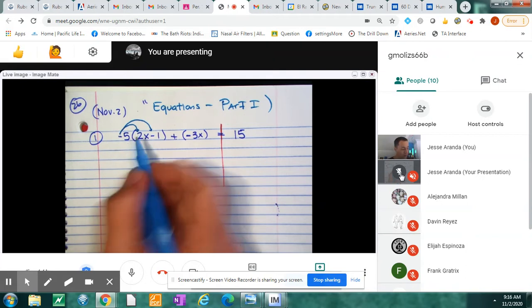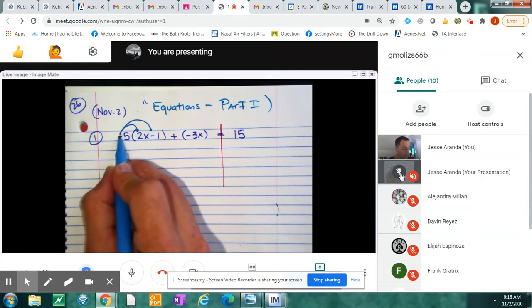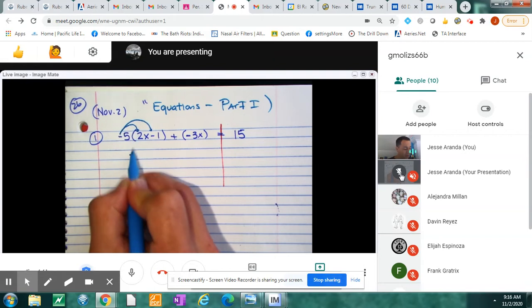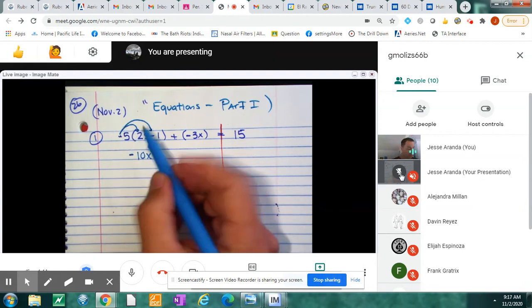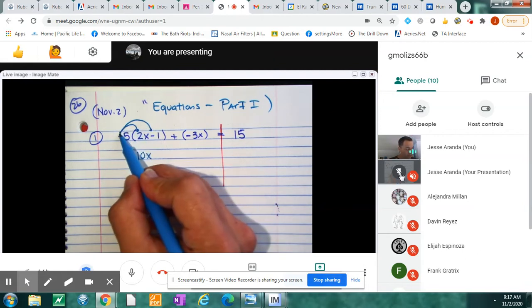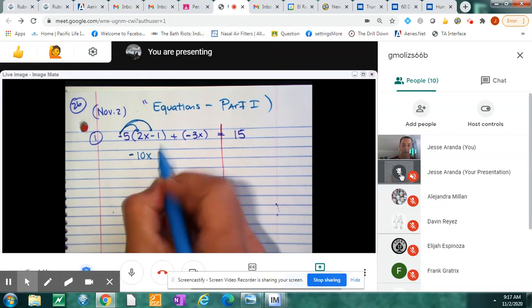So let's go ahead and multiply. Negative times positive is negative. 5 times 2x is 10x. So I'm following the small arrow. Now I'm following the big arrow. Negative times a negative is what? Alejandra, what's negative times negative?